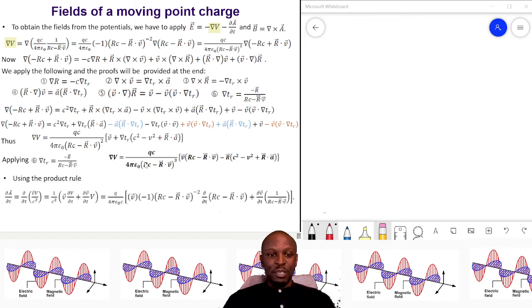Now what we need to do is to take the time derivative, because we want to get the electric field. The time derivative of A. You use the chain rule there. If you use the chain rule, this is what you are going to have there. Now you use the chain rule, you differentiate the potential with respect to T. So this is what you are going to have.